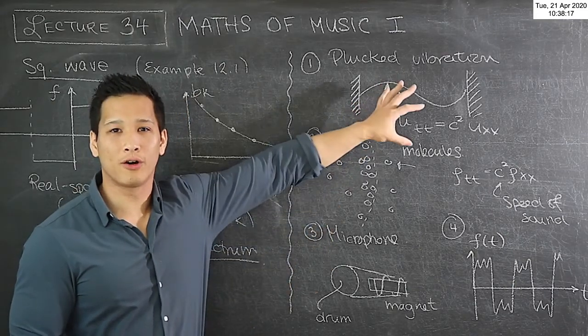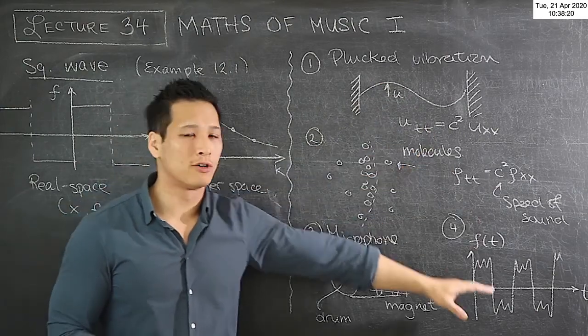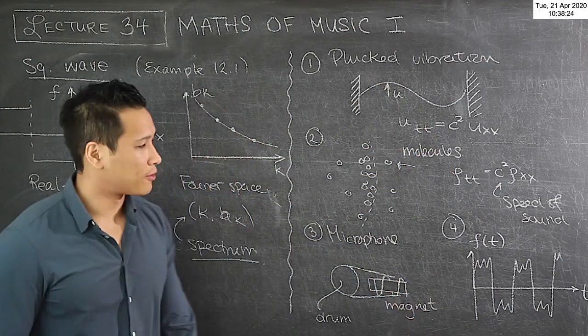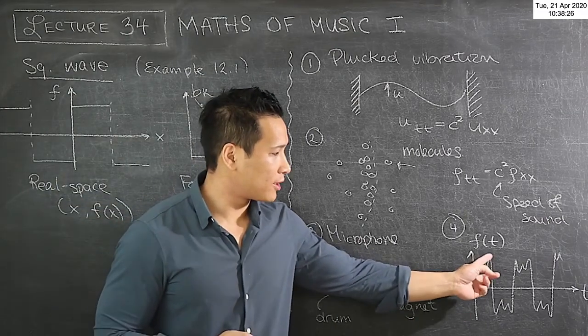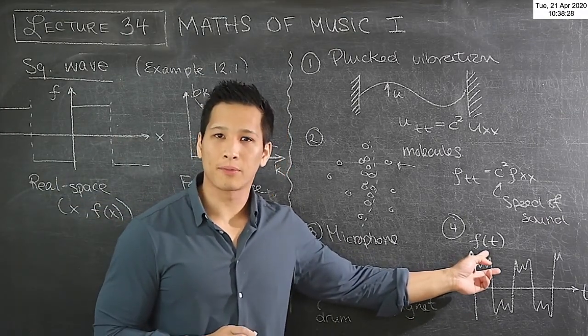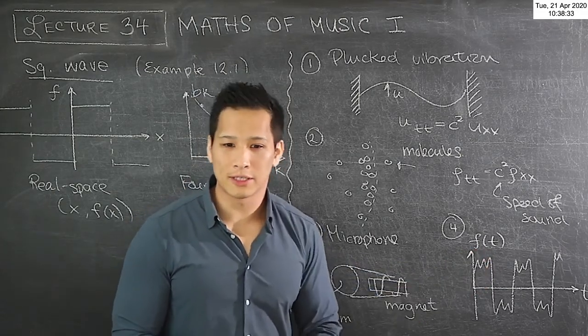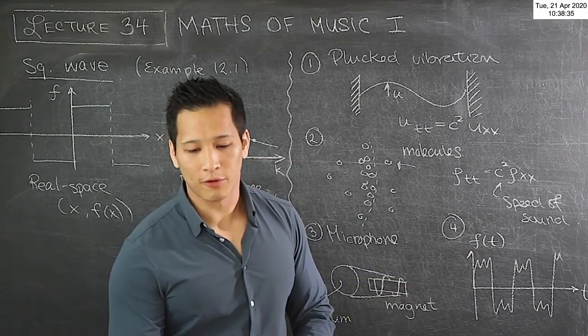So this is how you go from a mechanical vibration to a digital signal. Okay? Good. So the next thing I need to explain to you is this f of t. So as I said, rather than looking at Fourier series in space, we're now thinking about Fourier series in time.